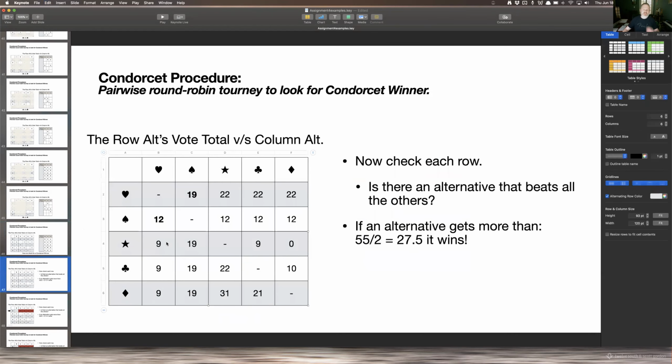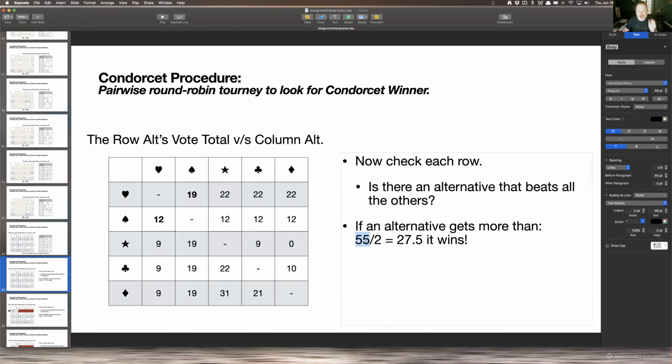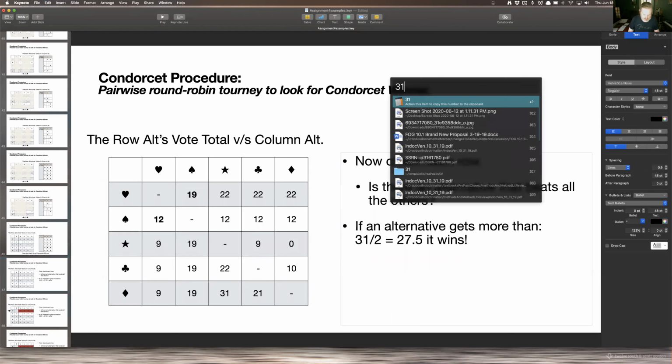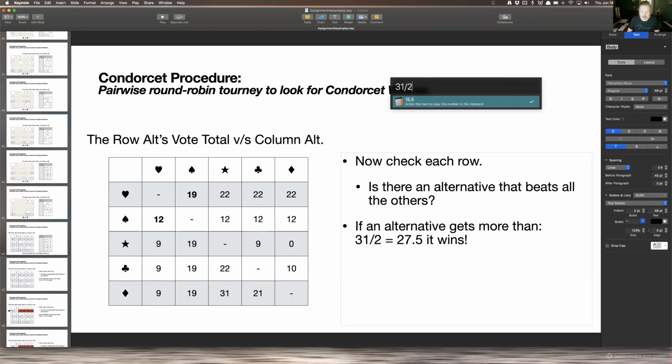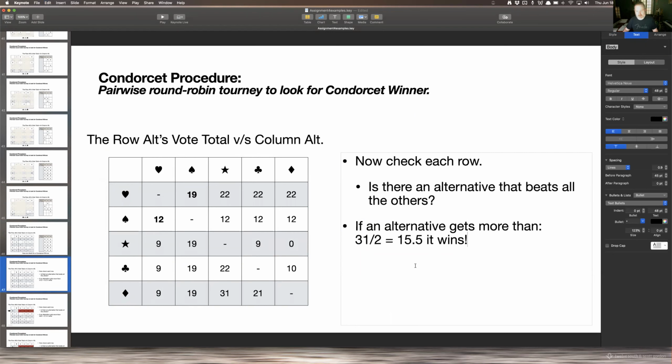So now we need to check, is there an alternative that beats all the others? We need to find out how many votes we need. We have 31 voters divided by 2 is 15.5. Yes, I had to check that because I can mess up. So is there a row where they get more than 15.5? And I think there is. Hearts gets more than 15.5 all the way across.